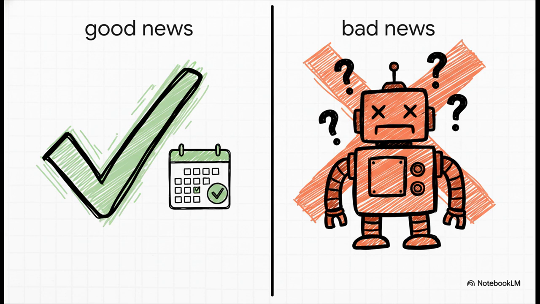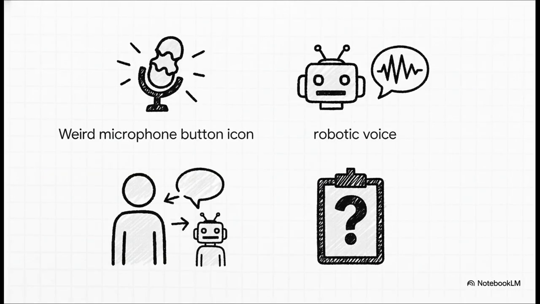It felt a lot less like a professional receptionist and more like one of those really basic chatbots that just happens to have a voice. And when we say clunky, we're talking about some very specific problems. The microphone button just looked weird. The AI's voice was robotic, totally unnatural, and the biggest issue? It was passive. You, the user, had to drive the whole conversation, which is not how a real receptionist works at all. It didn't even ask for your name.